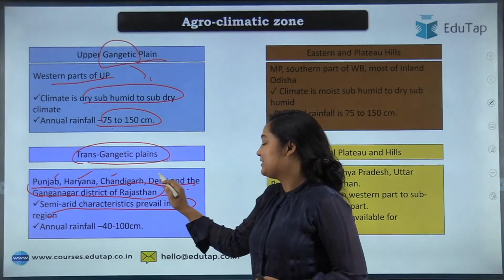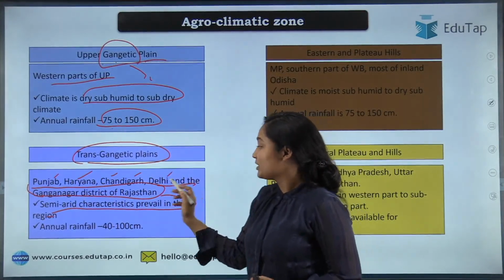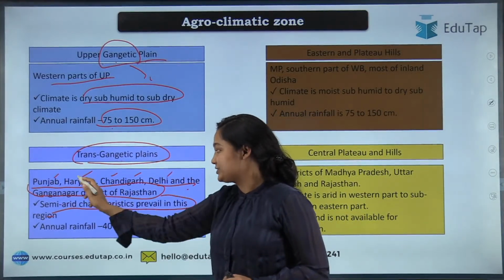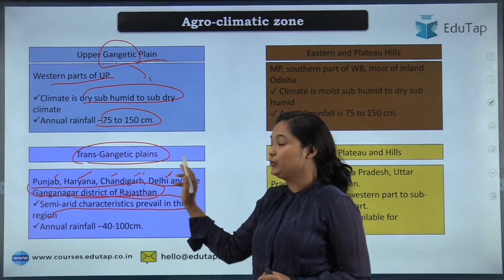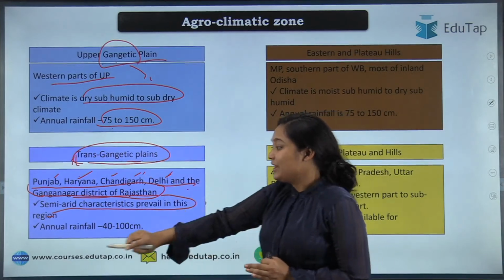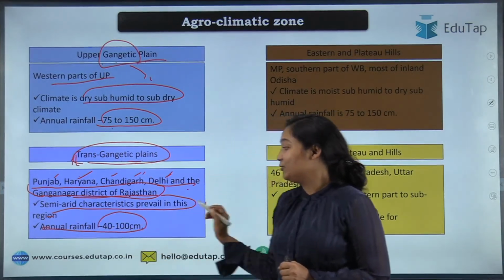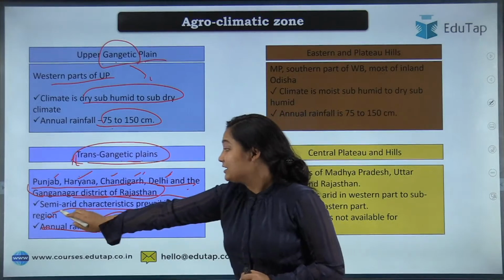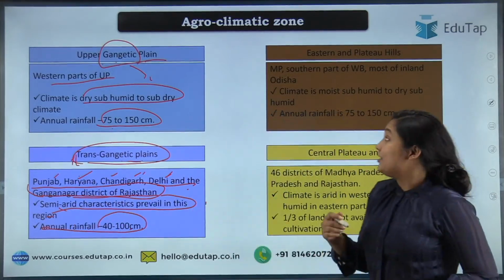Okay, 3 states we have talked about, and UTs too. So sorry, not 3 states, 2 states, 1 district of Rajasthan and 2 UTs. These come under the Trans-Gangetic Plains, and annual rainfall there is 50 to 100. The climatic condition there is semi-arid. Okay, now moving to the next zone.